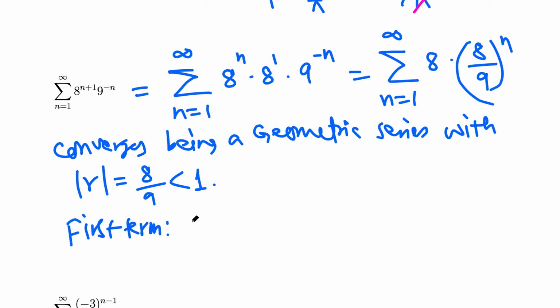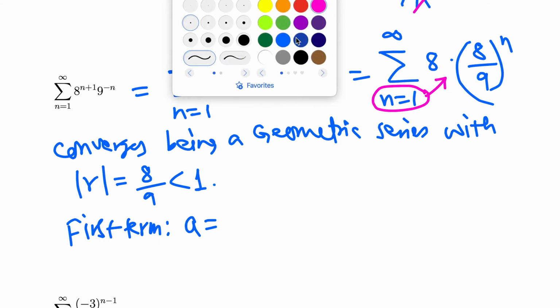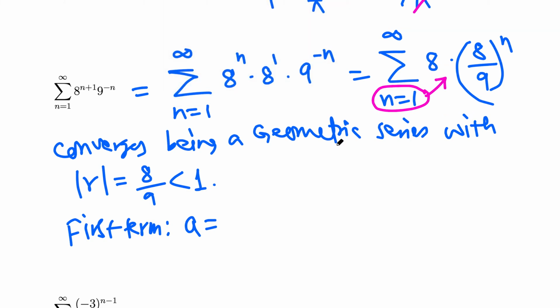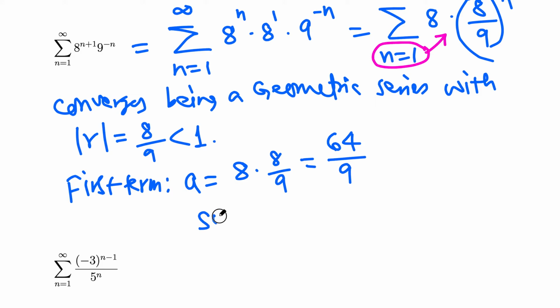The first term is, okay, just don't say 8 is the first term. No, we need to plug in n equals 1 here, the same thing like the previous question. Plug in n equals 1. So 8 times 8 over 9 raised to 1, which is 8 over 9. So 8 times 8 over 9 means 64 over 9. That is the first term. Then now we can find the sum.